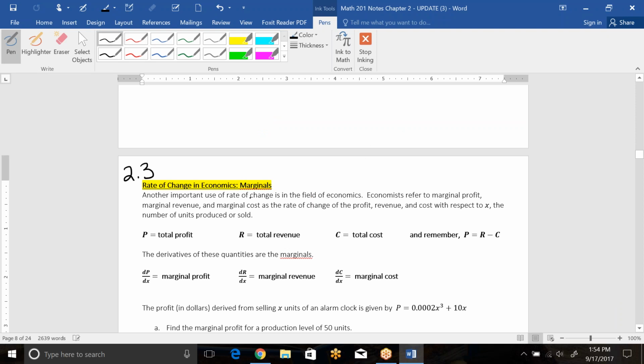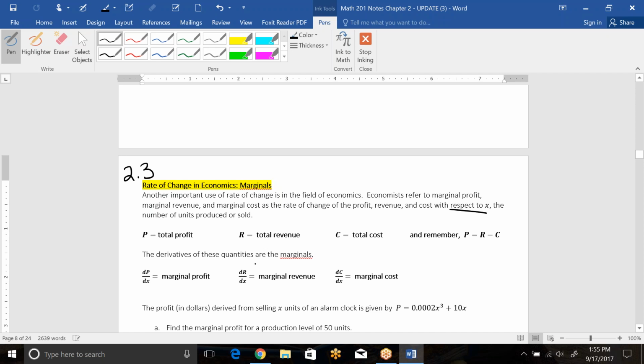So another important use of rate of change, which remember is slope, is in the field of economics. Economists refer to marginal profits, marginal revenue, and marginal cost as the rate of change of the profit, revenue, and cost with respect to X. Remember, X is the number of units produced or sold. So we have our P function, which is our total profit. We'll have an R function, which is total revenue. C is always total cost. And remember that we have a relationship that profit is revenue minus cost.